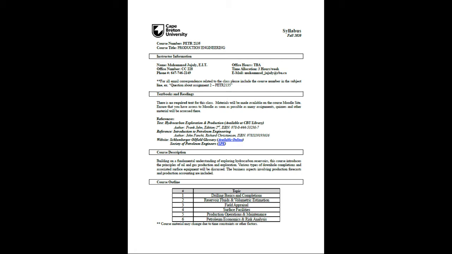Course outline. So the topics will have drilling basics and completion, topic 1, and the next topic is the reservoir fluids and volumetric estimation, field appraisal, the surface facilities. That means mostly the units and the unit operations, and the production operations, maintenance, petroleum economics and risk analysis. That's how I would complete that course.